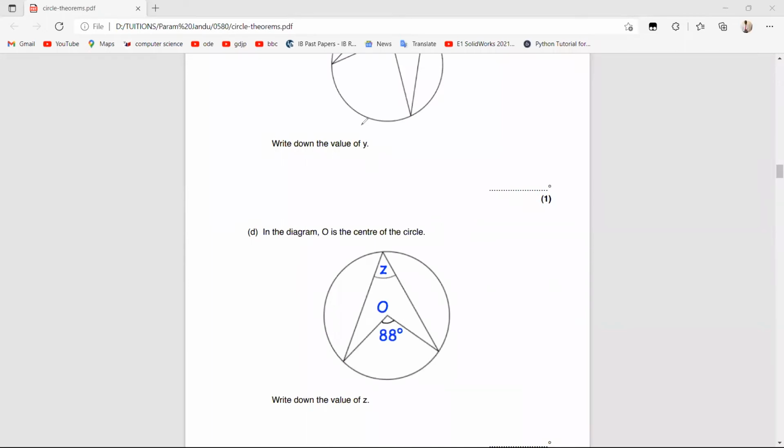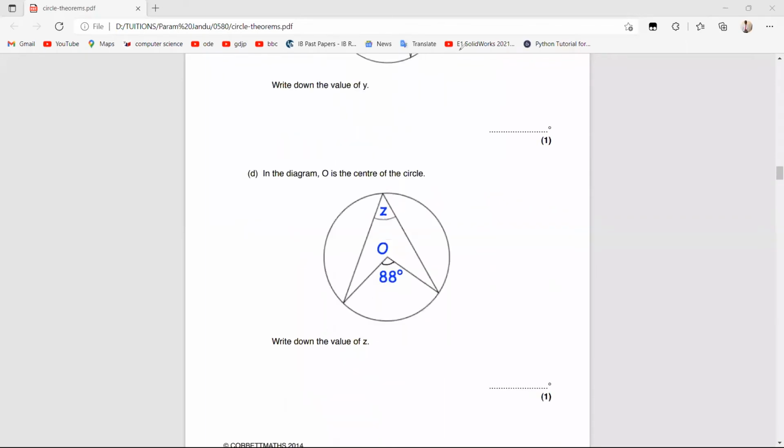O is the center of this circle. This is our new circle. We're saying O is the center, and they want angle Z. Now if you look at this circle and the lines inside it, we are thinking about the theorem which talks about angle at the center and angle at the circumference. Angle subtended at the center is twice the angle subtended at the circumference.